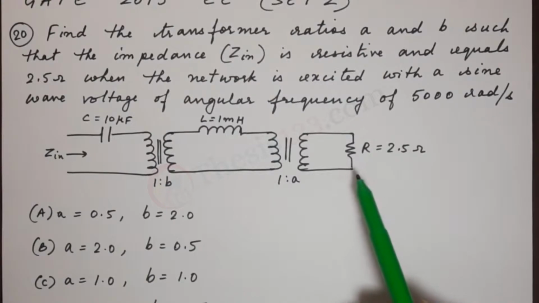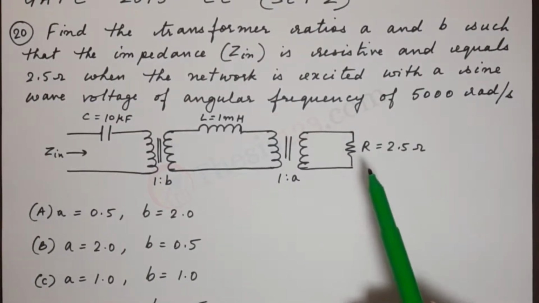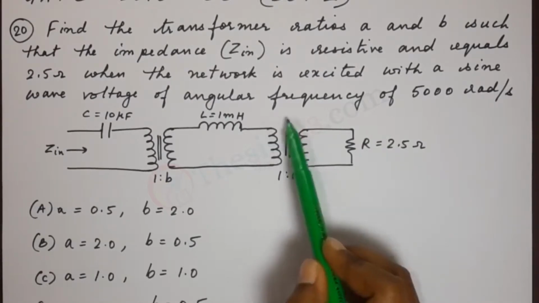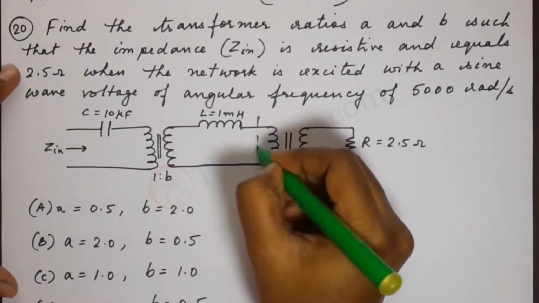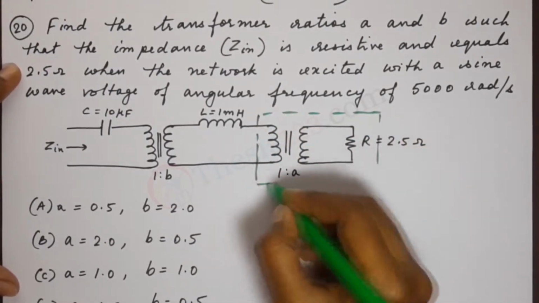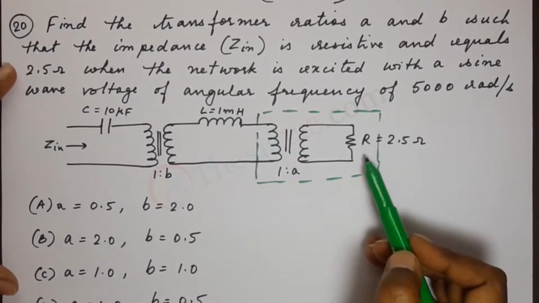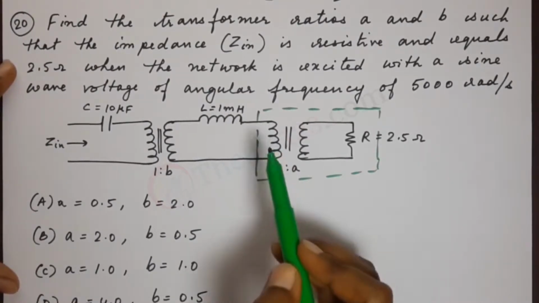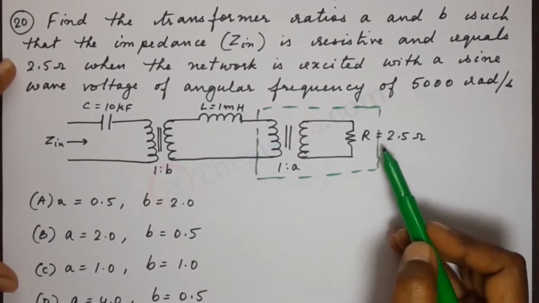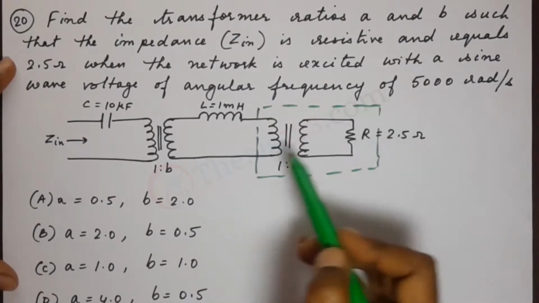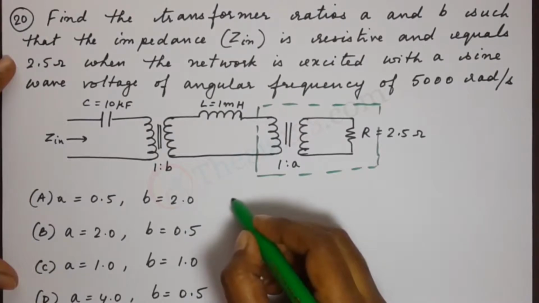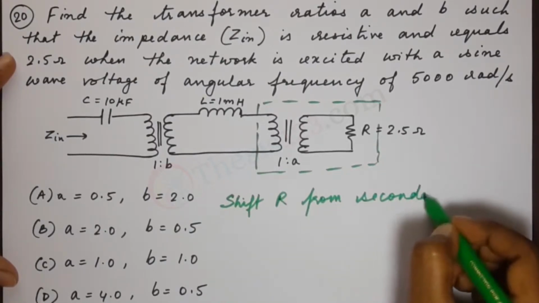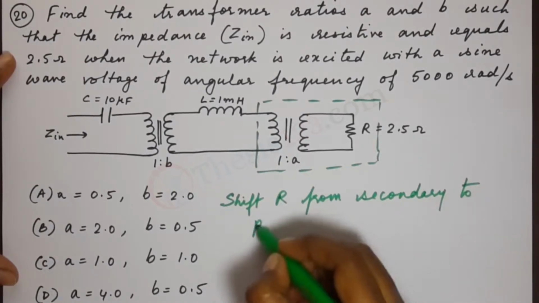Okay? So we will start from the very end on the right side here. Let's assume that the part on the left is the primary side and the part on the right is the secondary side. If we consider just this portion right here, R is on the secondary side, and this side here is the primary side. So the first step is to shift the resistance R from the secondary side to the primary side.